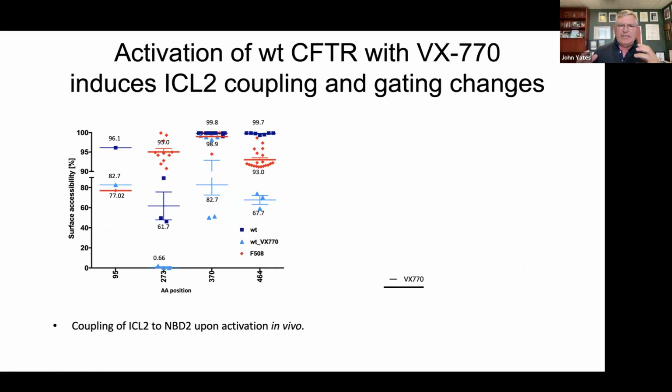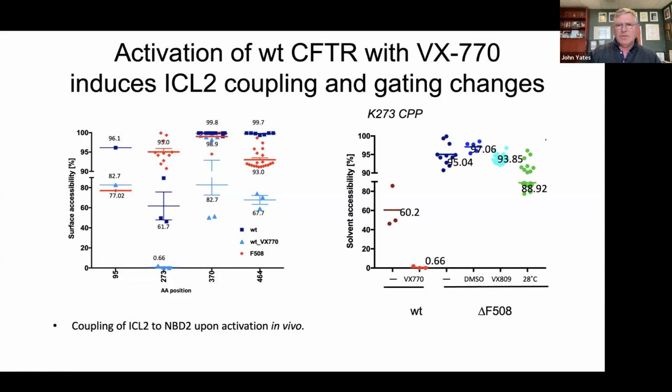So it's deeply buried into that pocket within the NBD2 domain. And normally the wild type protein is mostly buried in that domain, and the delta F508 is not buried in that domain at all. So there's no interaction between the ICL2 loop and the NBD2 domain. And so if we now look at some other conditions, here is the wild type protein, and we compare the wild type protein versus the delta F508.